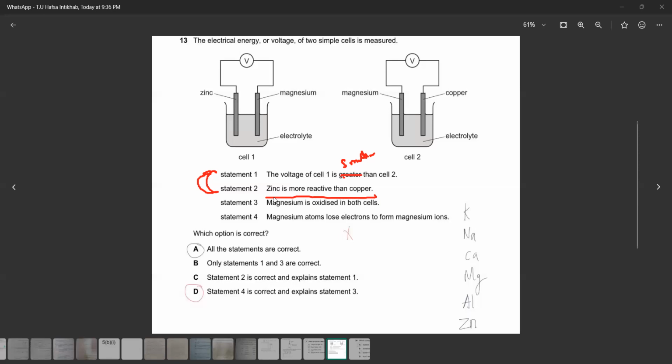Statement two is not explaining the statement. Statement two is correct, till here it is right. And it does not explain statement one, because statement one is totally wrong.